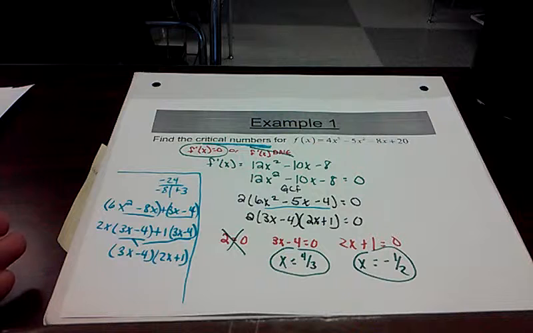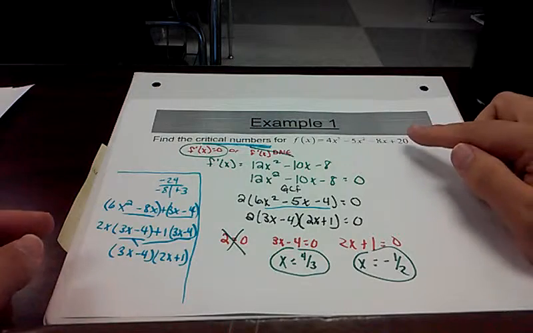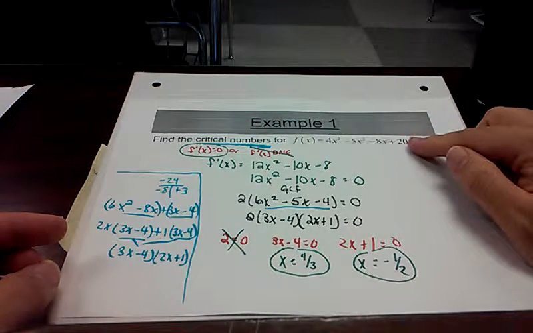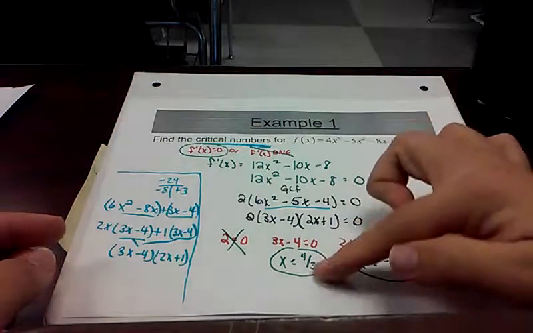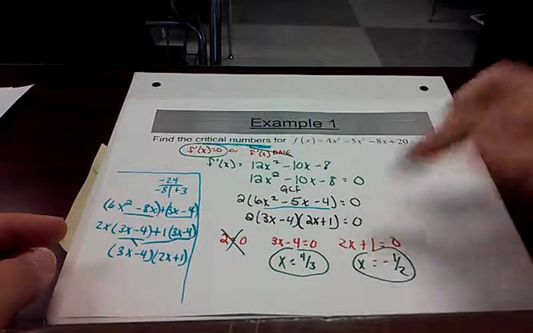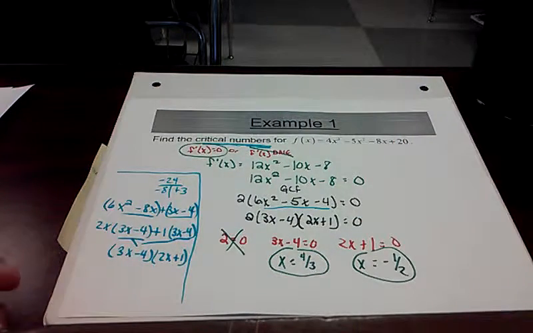Now I have no idea if it's an extrema. It could be an extrema, it could not be. One way I could tell is I could graph the original function in a graphing calculator and then look at 4/3 and negative 1/2 and see if it might be a max or a min, or it might not be either. Okay, and we'll talk about that more tomorrow.